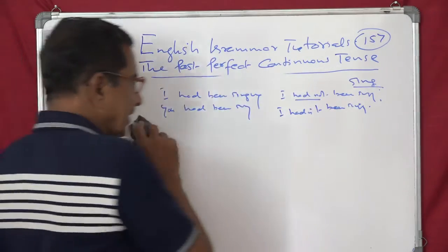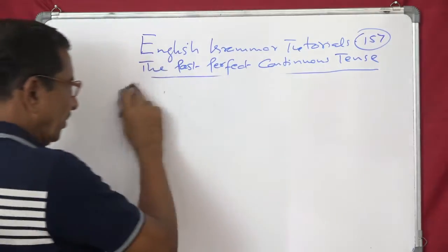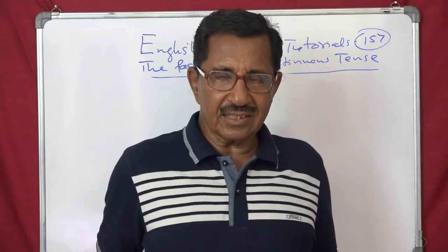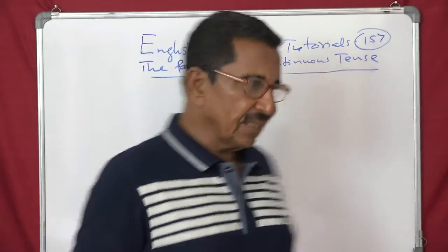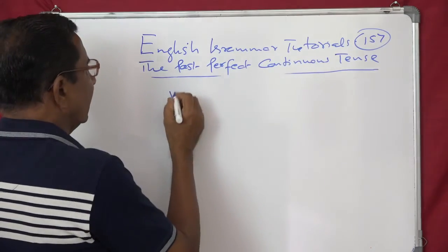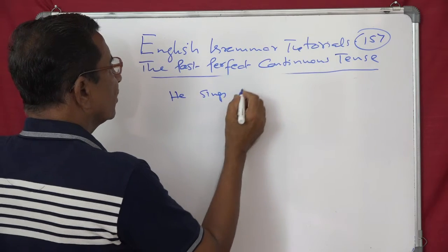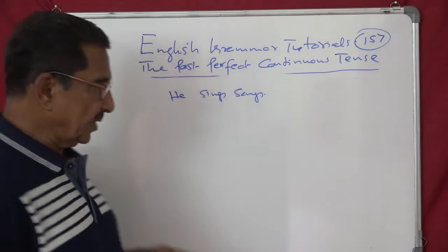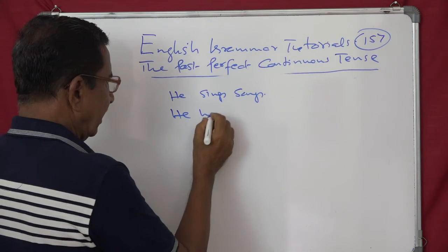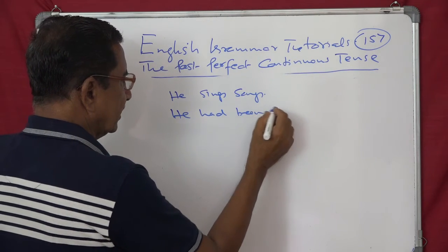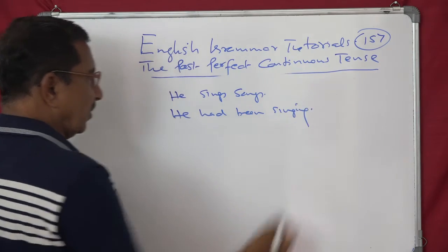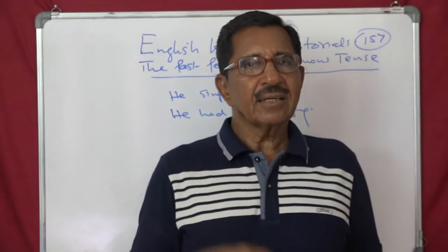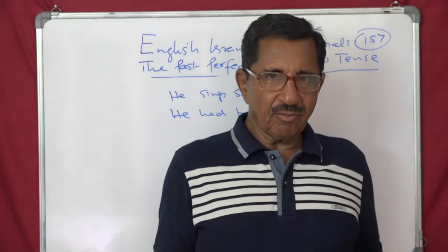So tomorrow we will do an exercise based on this, that is form. How to generate the form, and we will have some sentences like this. I will give you a simple present and then you can generate it. He sings songs. What will be the past perfect continuous form of this? He had been singing. So this will be our exercise tomorrow. We can do this exercise in advance. Tomorrow together we will do. Okay? Till we meet again, bye.